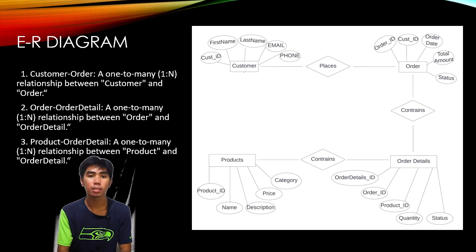Product to order detail is a one-to-many relationship. Each product can appear in multiple order details, but each order detail is for only one product.